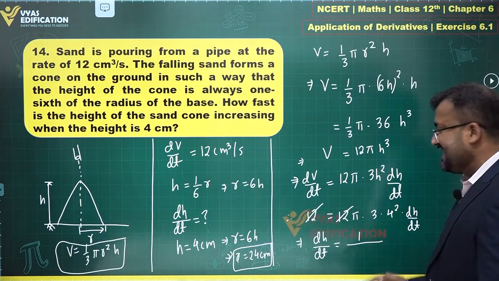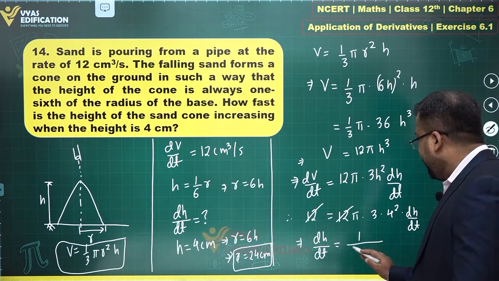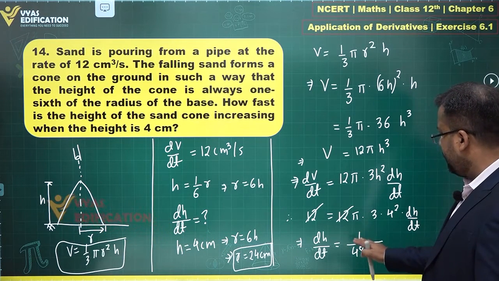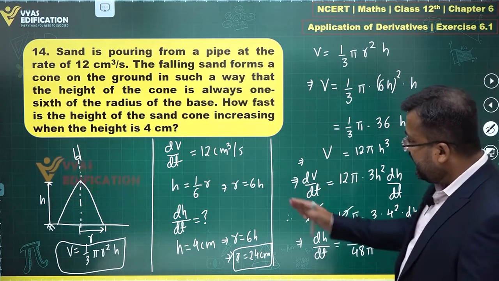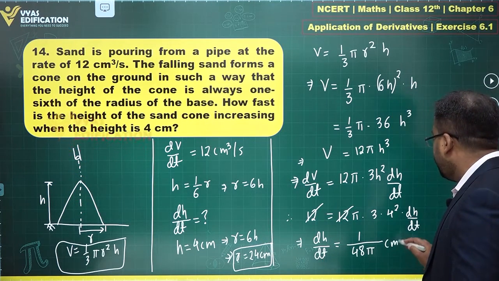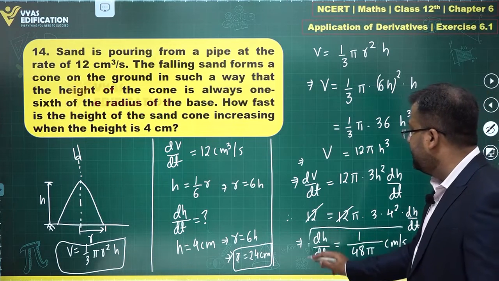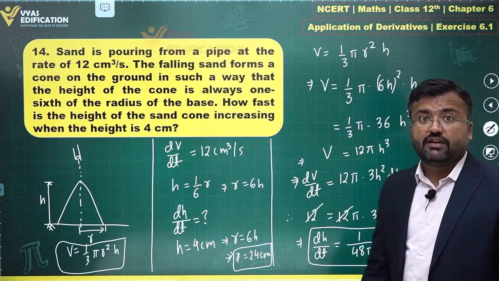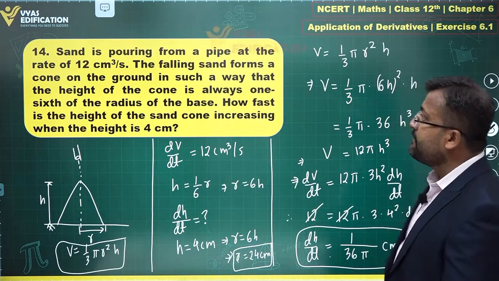3 times, this is 16. 16 times 3 is 48. This becomes 48 pi. Is that all? Yes. This is 1 upon 48 pi. And h is in centimeter. This is in seconds. So the answer will be centimeter per second. This is the final answer for this question over here. Let's move on to the next one after this.